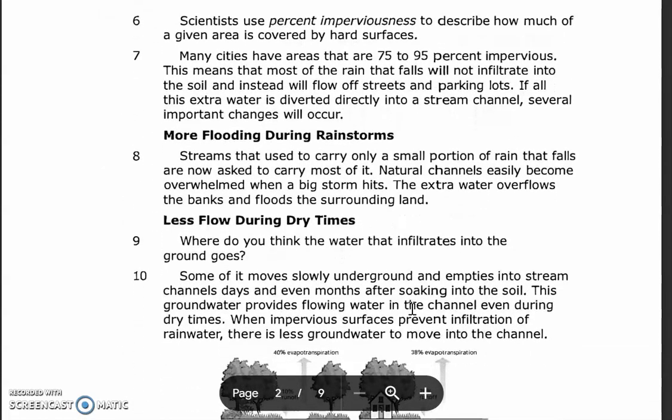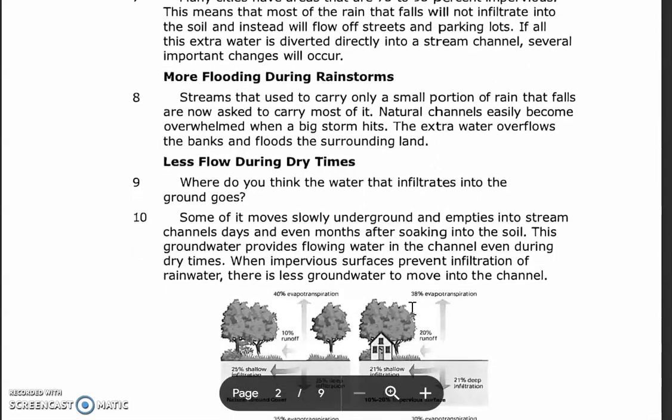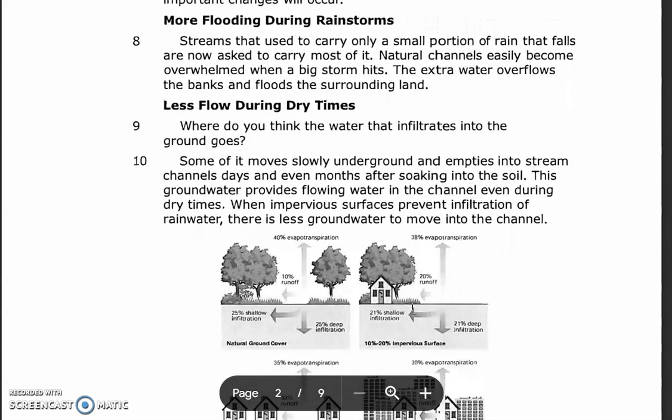Scientists use percent imperviousness to describe how much of a given area is covered by hard surfaces. Many cities have areas that are 75 to 95% impervious. This means that most of the rain that falls will not infiltrate into the soil and instead will flow off streets and parking lots. If all this extra water is diverted directly into a stream channel, several important changes will occur. More flooding during rainstorms.